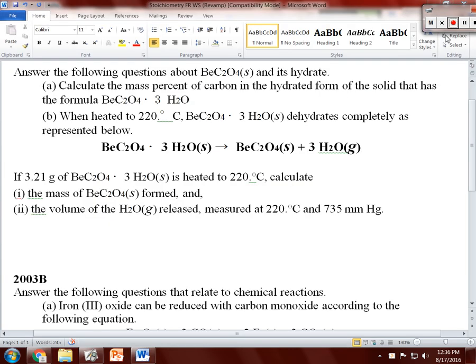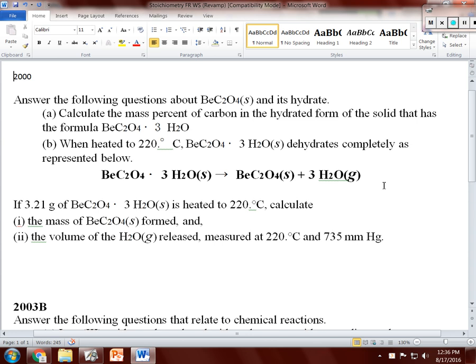All right. So let's look at this. Here's the cool part about this. If you ever get something from me and it has a year on it, that year means this has been a former AP chemistry exam question. So this question was in year 2000.